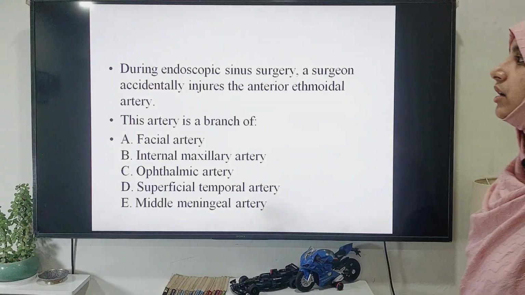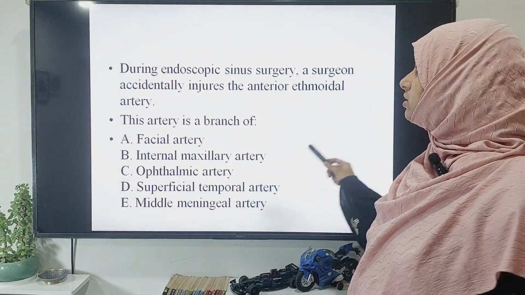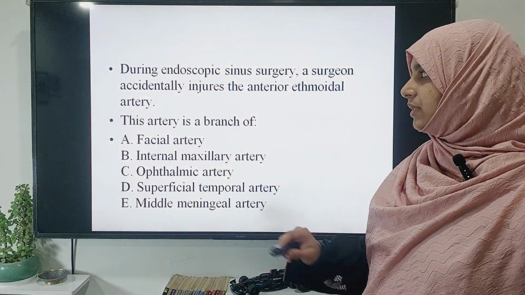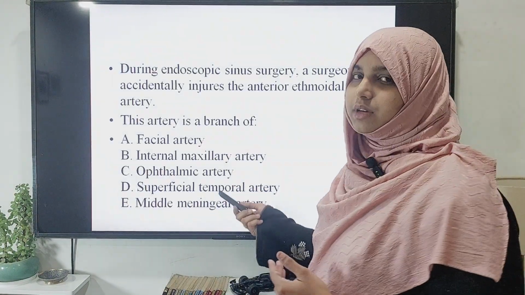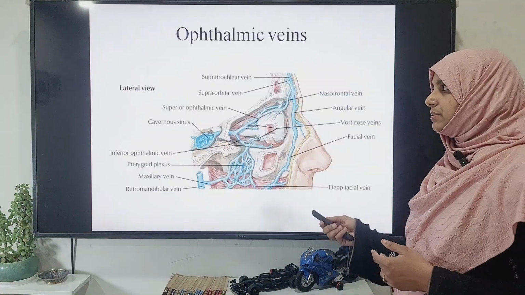And now, during endoscopic sinus surgery, a surgeon accidentally injures the anterior ethmoidal artery. This artery is a branch of, this is again a very, very simple one, it's a branch of the ophthalmic artery.